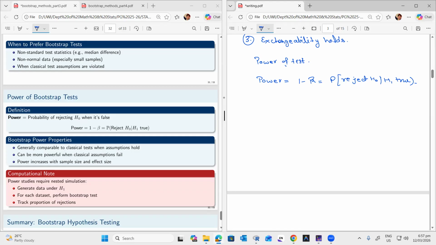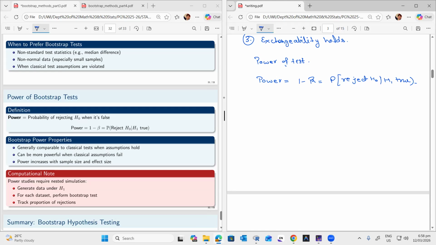For complex statistics, like non-standard statistics such as mean differences, the ratio of the variances, truncated means, or the correlation test that we have done, the classical sampling distributions are most of the time unknown. But in the bootstrap method, we can handle any statistic that can be computed from the data, simply by recalculating it on resampled data sets.